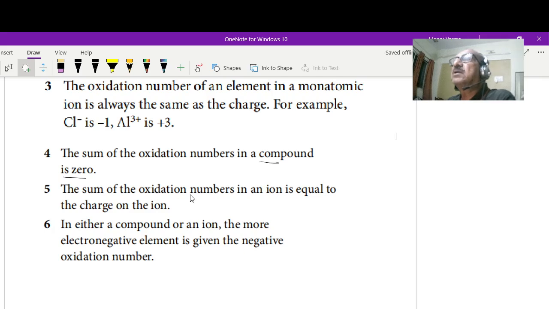Now the sum of oxidation numbers in an ion, let's see what we mean by this. For example, SO4 2-, this is called the sulfate ion. Now what about the sum of the oxidation numbers? Now let's see.